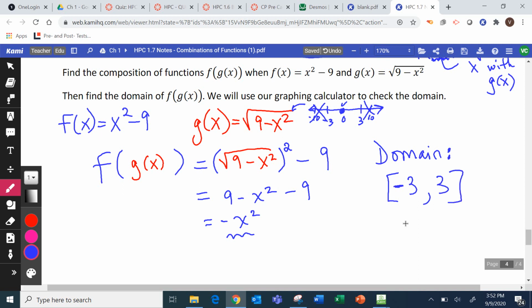Now it says to use the graphing calculator to check with the domain. And because I'm using the computer right now, I'm just going to show it to you with Desmos.